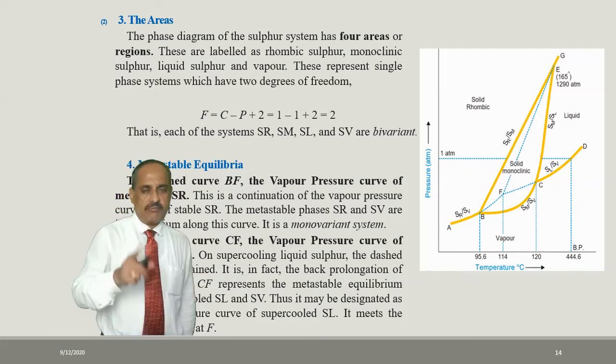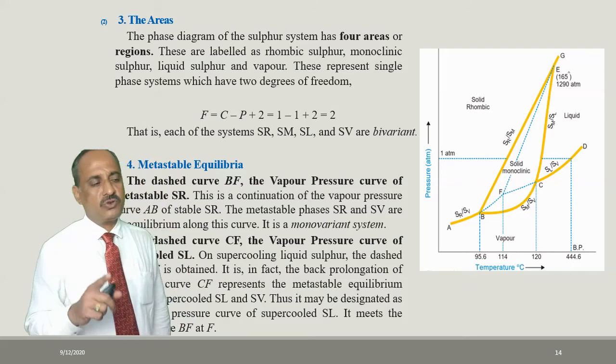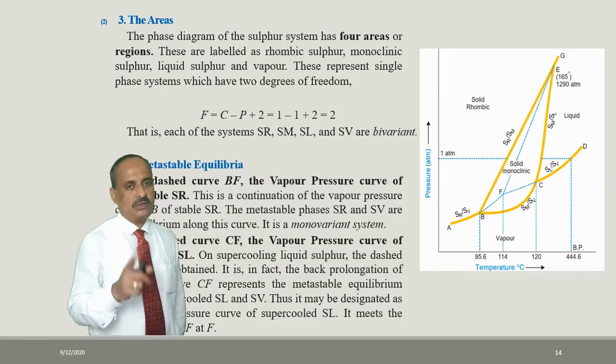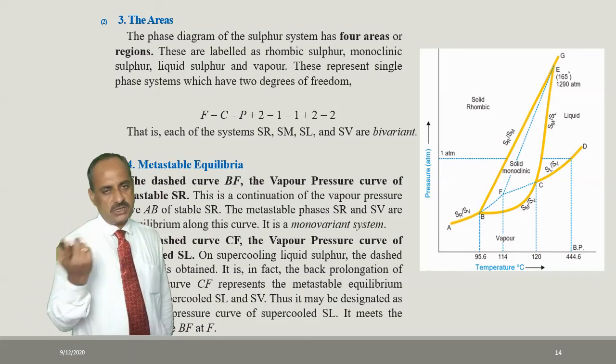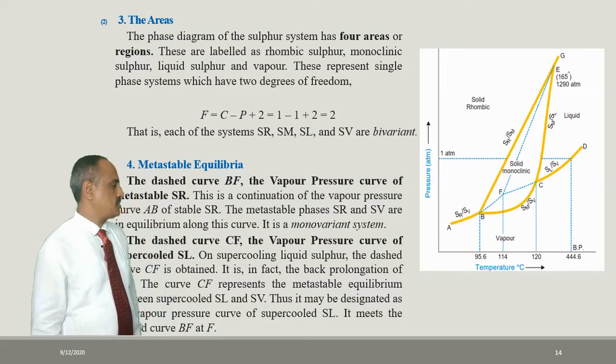So if I want to apply the phase rule equation, F is equal to C minus P plus 2, then we get the value of F as 0. So the value of F equal to 0 means the system is non-variant.